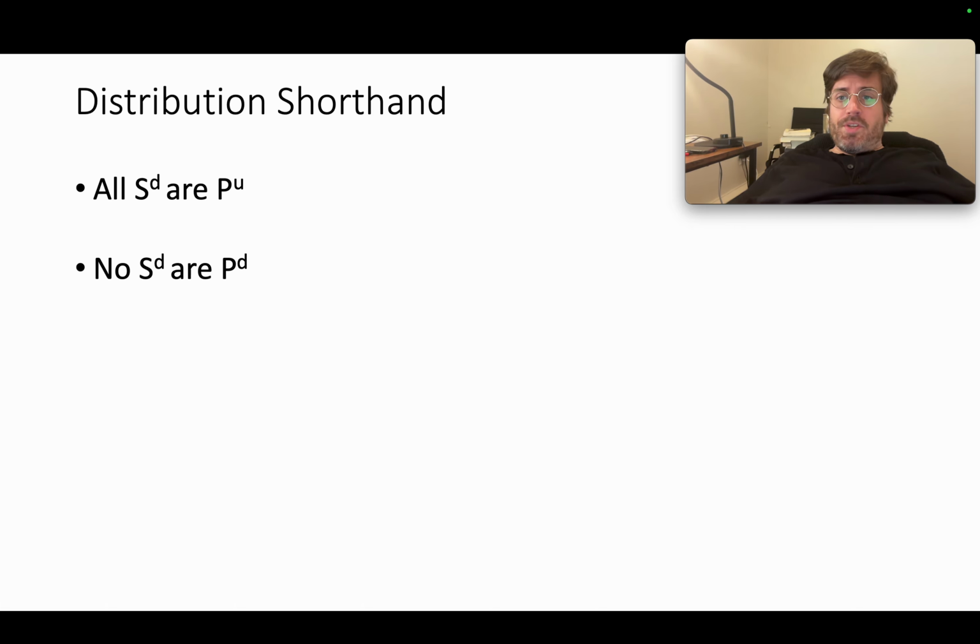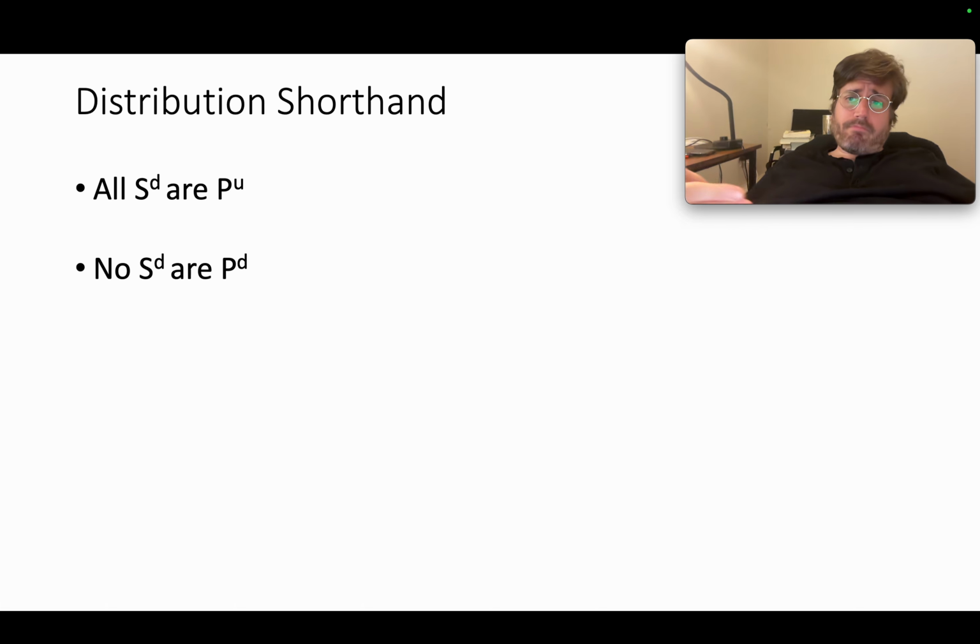For our E proposition, our universal negative, we have total distribution. We have distribution of the subject term and distribution of the predicate term. And that's because we know definitively that no member of the S group is also a member of the P group, and no member of the P group is also a member of the S group.